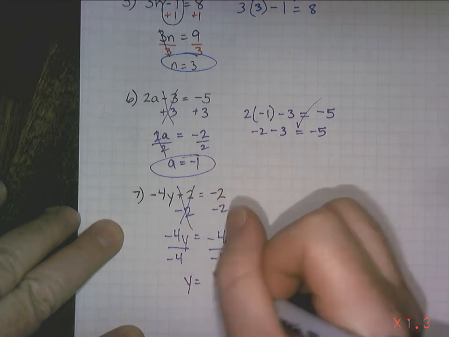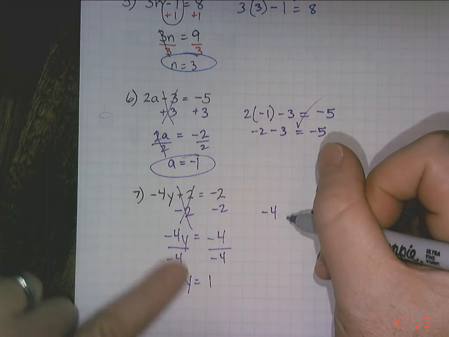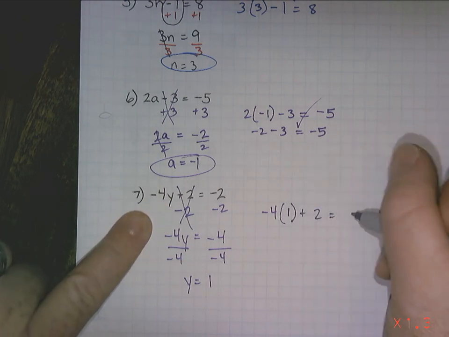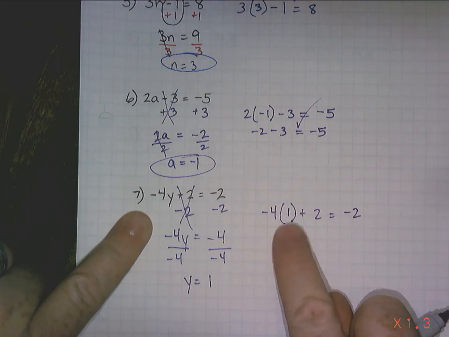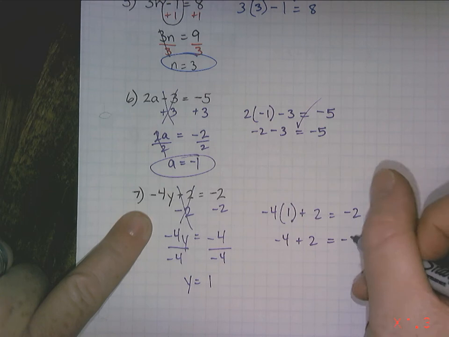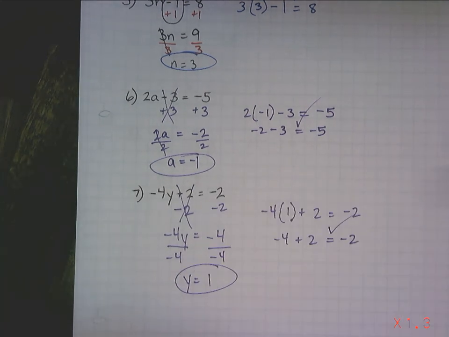y equals 1. We want to check it. We want to make sure we got the right answer. So we plug it back into the equation. Let's see if that works. Does this work? Negative 4 times 1 is negative 4. Negative 4 plus 2 is negative 2, and that is correct. So this is a good solution to the equation.